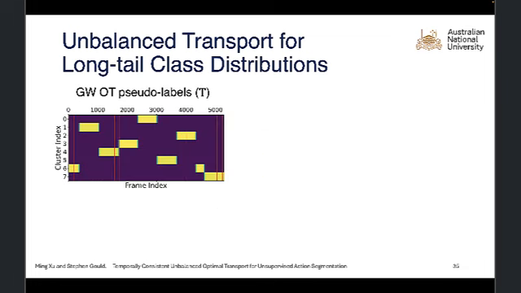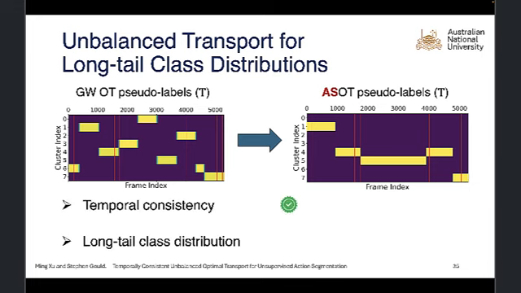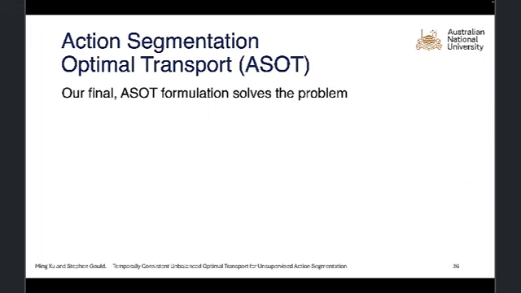Now, this is our pseudo-labels from before, which are balanced, and this is what happens when we include unbalanced optimal transport. And so this is our action segmentation optimal transport, or ASOT pseudo-labels. And you see this matches the ground truth a lot better, and action classes are no longer missing in the pseudo-labels. So it definitely has temporal consistency and addresses long tail class distributions, which is great. This is what we wanted at the onset of the project.